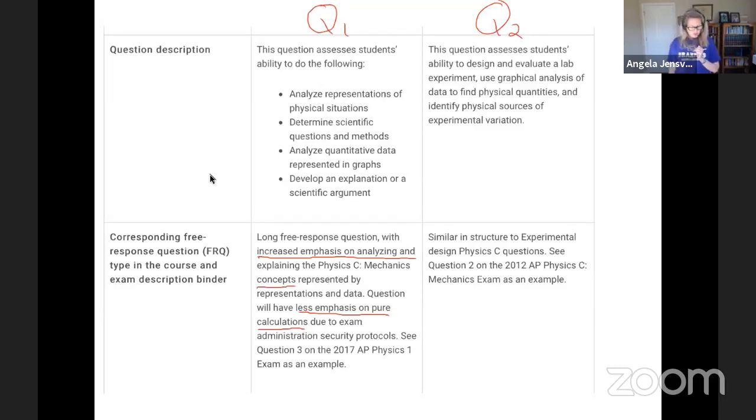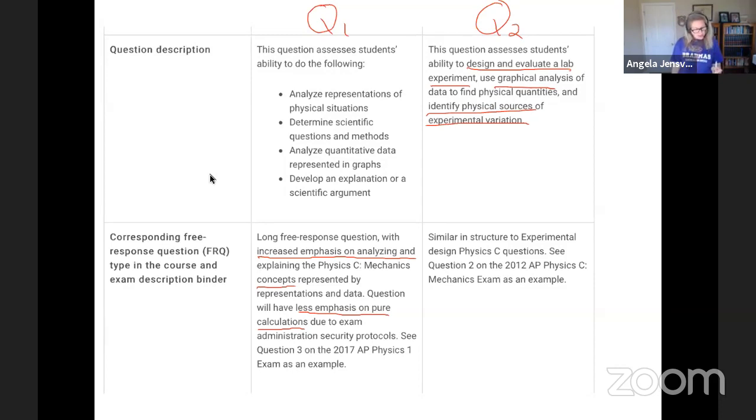And then question 2 says it's going to be basically an experimental design. You're going to have to use graphical analysis, and you're going to have to discuss experimental uncertainty. And those have been asked in the past. So, but we'll look at one of those today, one of those experimental design questions.